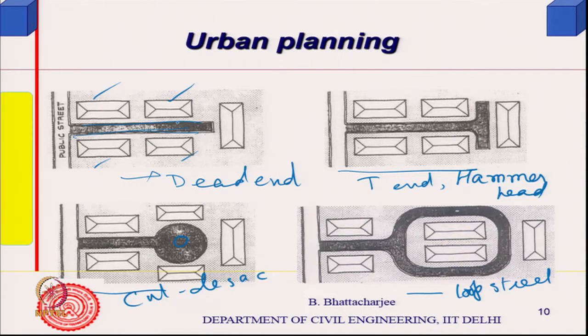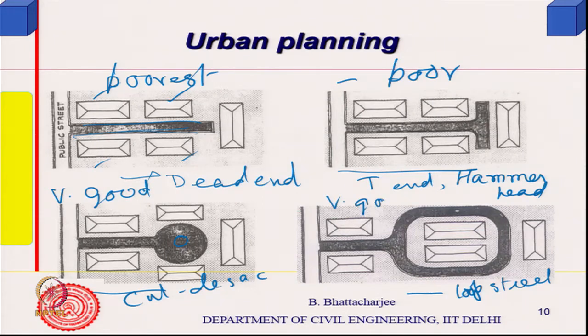Now, this is no good, this is the poorest. This is poor, this is good, and this is very good. Why? The firefighting vehicle cannot reverse. So, a dead end street is a problematic thing.